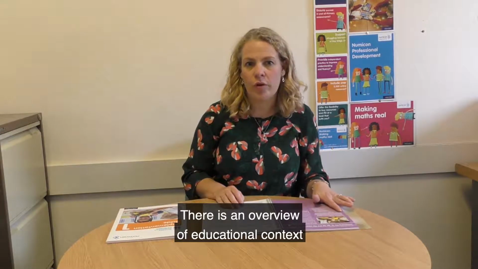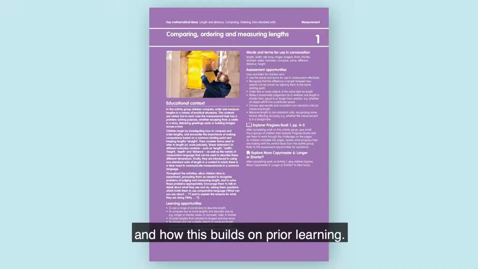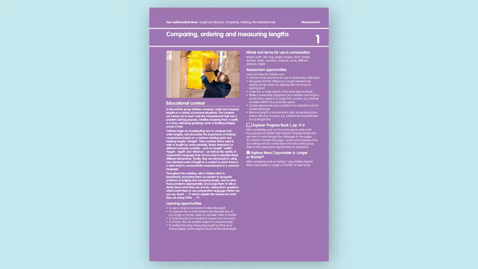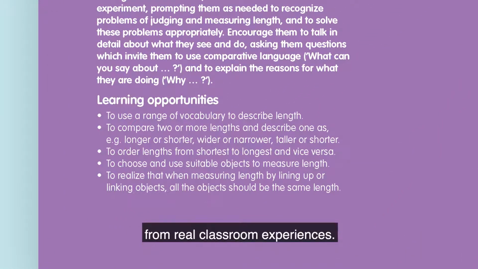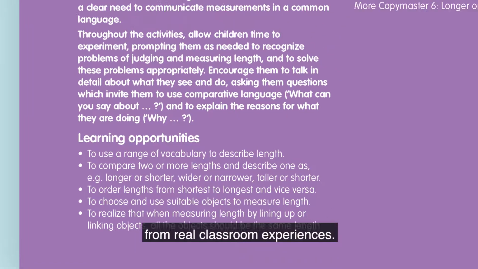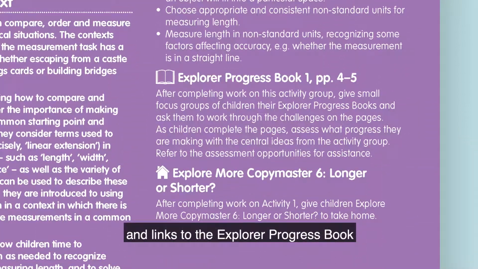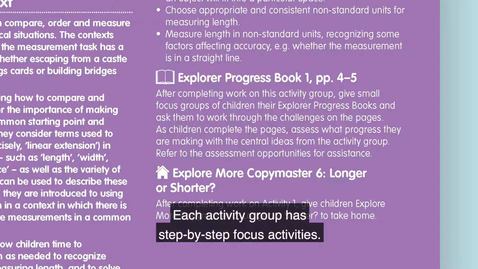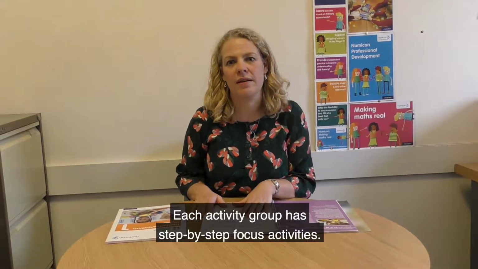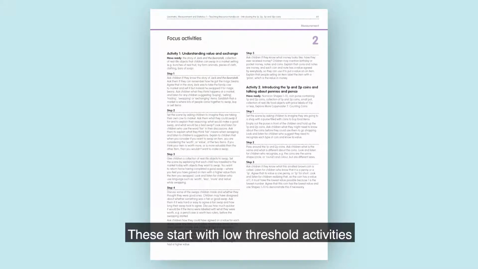There is an overview of educational context and how this builds on prior learning. The learning opportunities are taken from real classroom experiences. There are also assessment opportunities and links to the Explorer Progress Book and the Explore More Copy Masters. Each activity group has step-by-step focus activities. These start with low threshold activities and build to high ceiling activities. This allows you to differentiate for every child in your class within the same activity group.